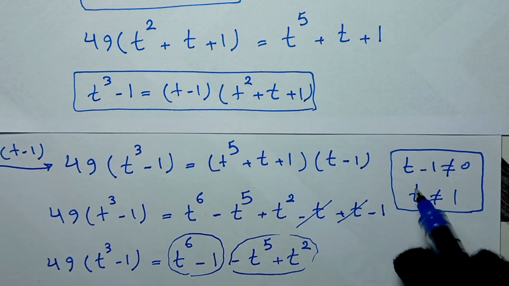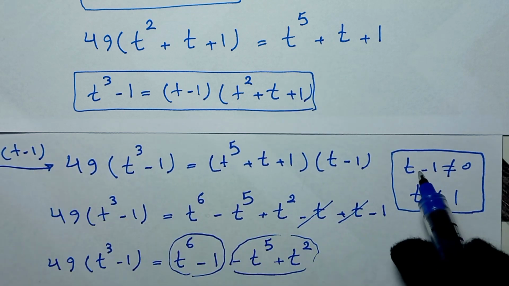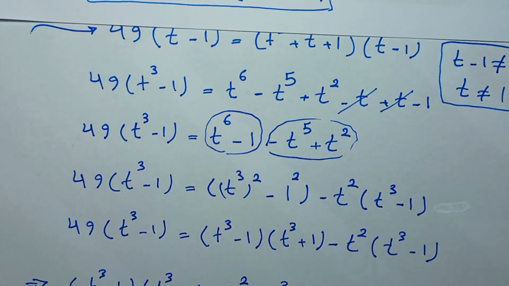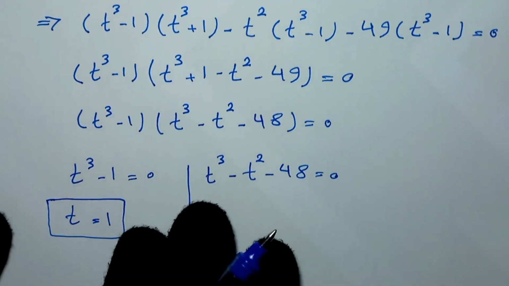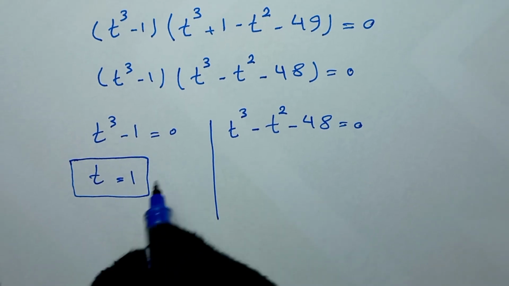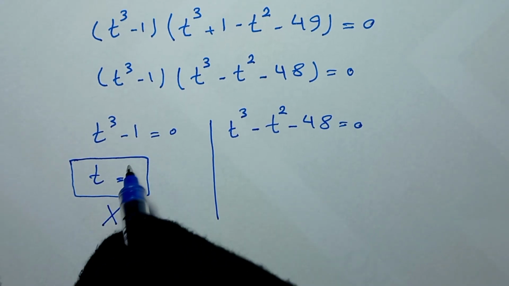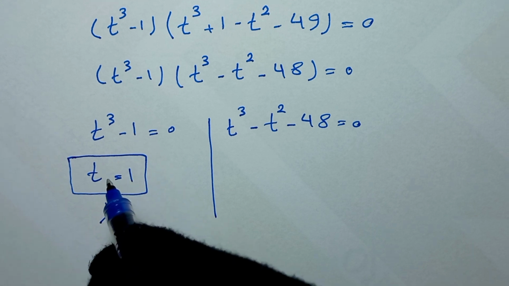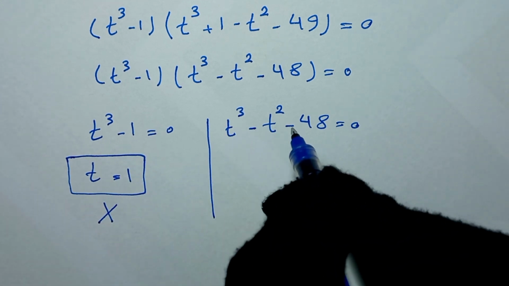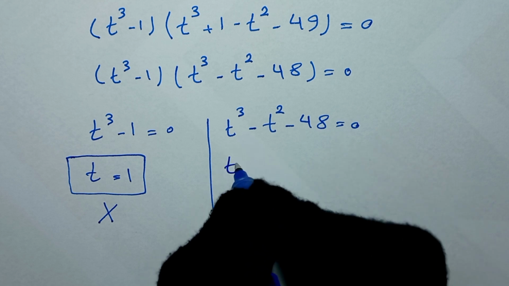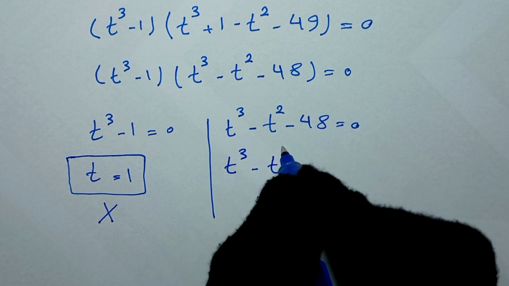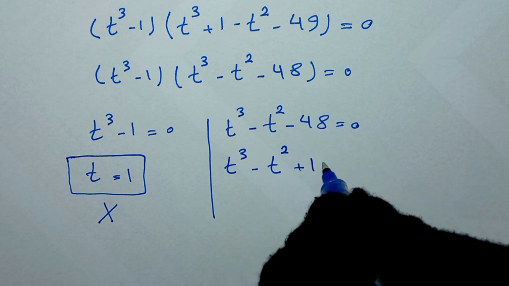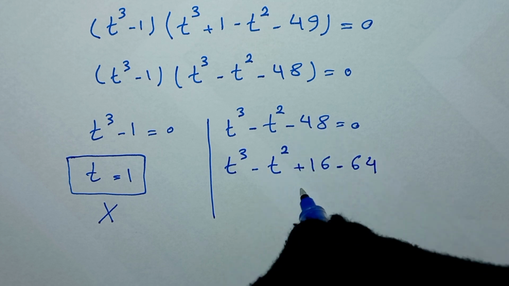So our condition for t minus 1 is that it should not be equal to 0. So t should not be equal to 1, and we reject this answer because we added it to our equation. Now we have t cubed minus t squared minus 48, and we can write this as t cubed minus t squared, and negative 48 we can write as positive 16 minus 64, right, is equal to 0.